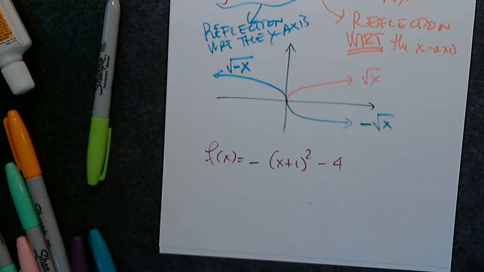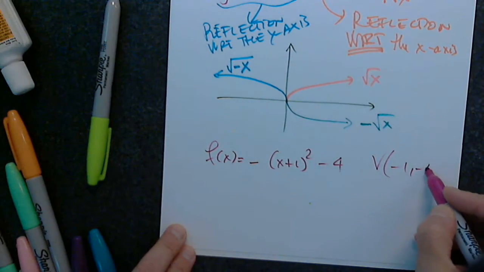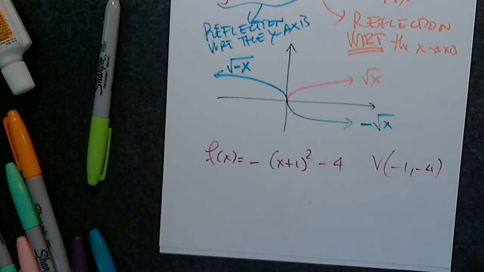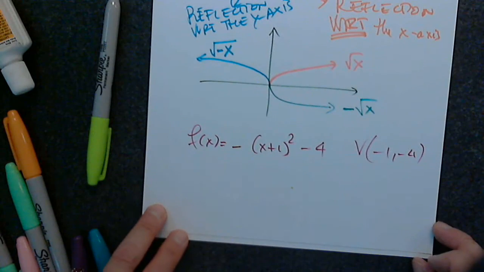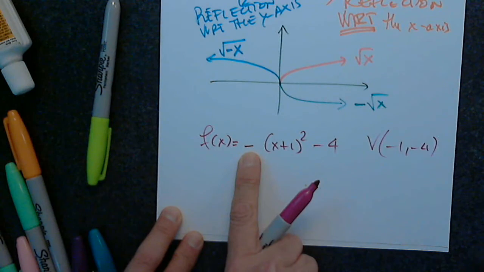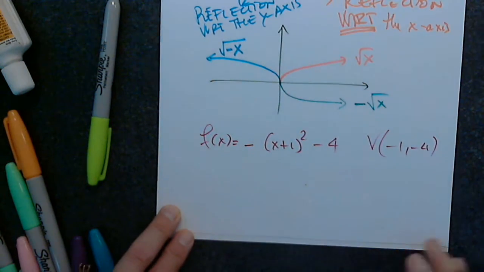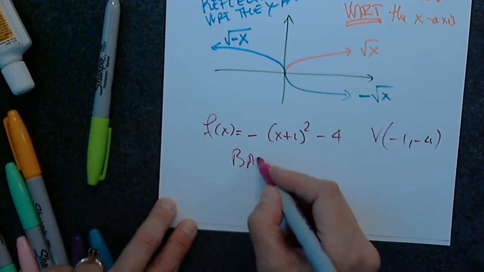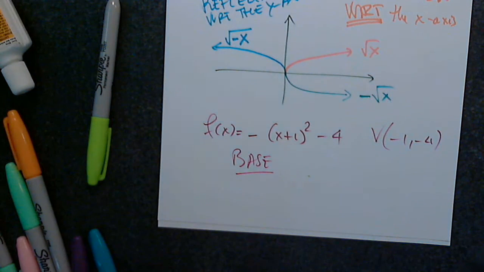One more time. X squared, 1 to your left, flip, down 4. Can anyone give us the vertex now? Very good. Negative 1, negative 4. Why do you flip that? Because it's minus here. In order of operations. So, can anyone give us the base function?